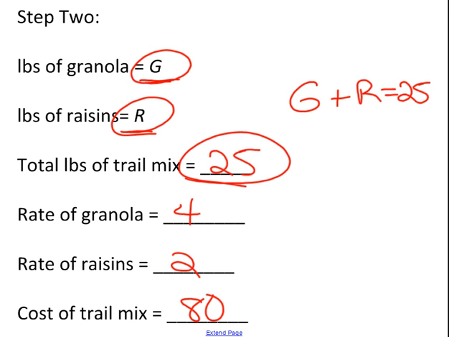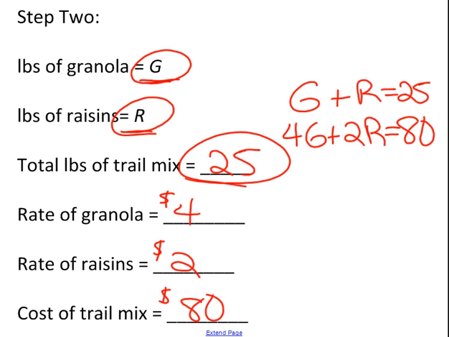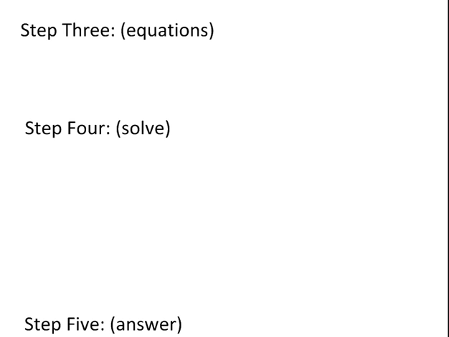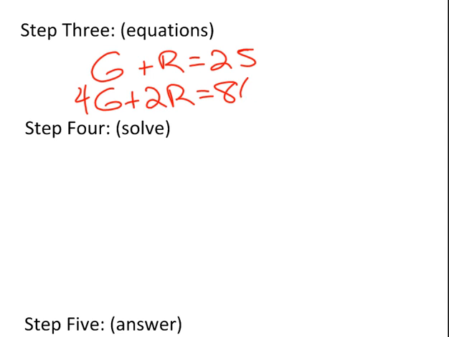Your other equation has to have the rates. Remember, this is money. Money plus money is equal to money. But you're not going to do 4 plus 2. Rates always multiply times a variable. So one equation, G plus R equals 25. The other equation, 4G plus 2R is equal to 80. All right, so G plus R is equal to 25, and 4G plus 2R is equal to 80.